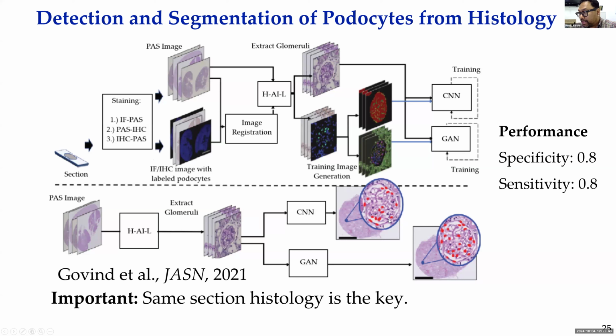Like, where they are located, and what is important here is the same section histology, which is the key, and we can discuss a lot about why we need same section histology for training this kind of model, which we kind of mastered for several years. It's kind of apparent, but in the literature for AI tasks, this was not there. And we obtained reasonable sensitivity and specificity, right?